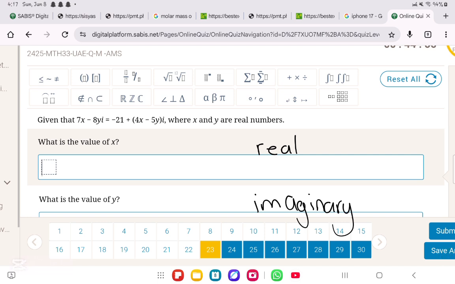So look what I'm going to do. I'm going to take the real numbers on their own. What are the real numbers? 7x and minus 21. And I will make it as if it was an equation by itself. So 7x is equal to minus 21. That means x is equal to minus 3. And just like that, you found the value of x.